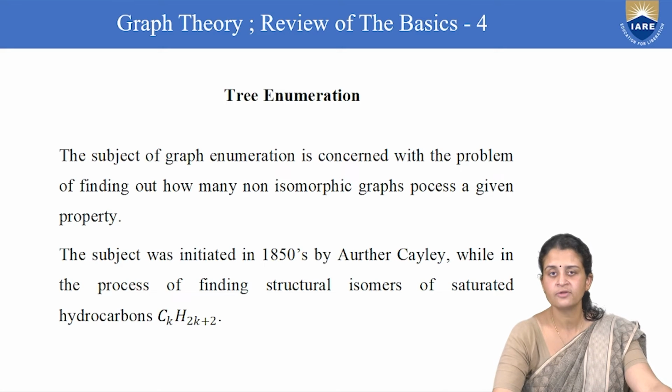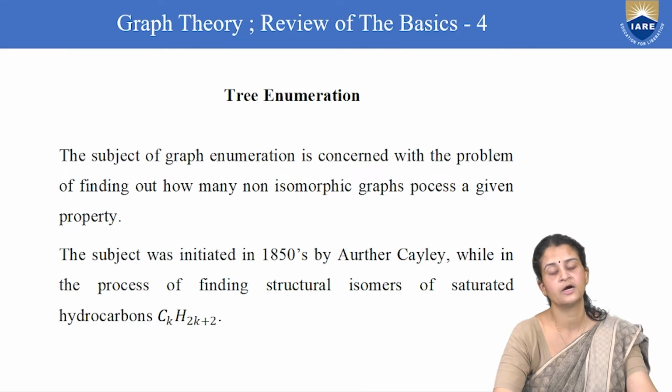I just want to recollect what is isomorphism of graph. Two graphs G1 and G2 are said to be isomorphic if we can find a one-to-one relation between the vertices of G1 and G2 and the edges of G1 and G2, and the incidence relation between the edges and vertices should be preserved in both G1 and G2. That is, we have to find a one-one relation between both; then the graphs G1 and G2 are said to be isomorphic. Here we are saying how many non-isomorphic graphs possess a given property.